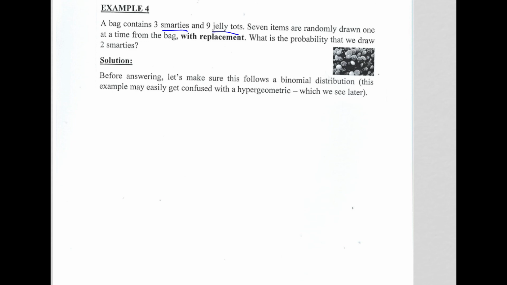So let's have a look at our values that we have. We know that n is equal to 7, because there's 7 trials. We have to take 7 sweets out one at a time, replacing them each time. And the question is, what is the probability that we draw 2 Smarties? That means that the Smarties are our success. So in other words, it's going to be the first of the 2 probabilities in your binomial formula after you've done your combination. And therefore, we know that the probability of that happening will be 3 out of 12 because there are 3 Smarties out of the total 12 sweets.